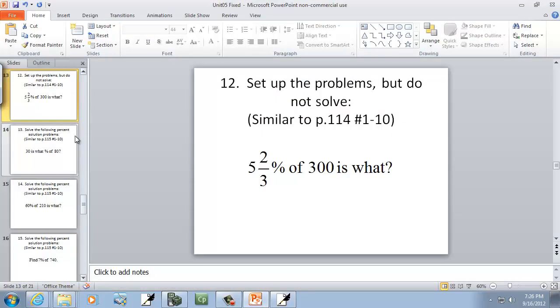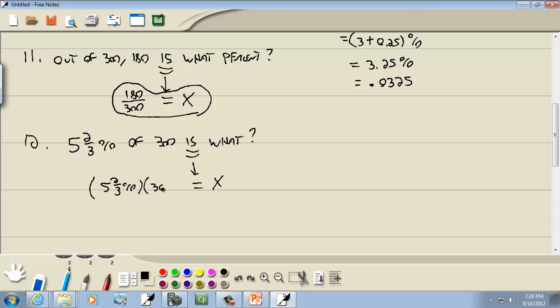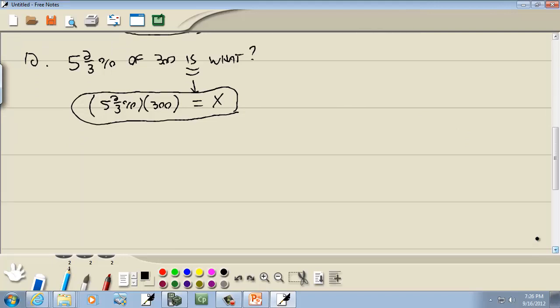This one, we got 5 2/3% of 300 is what? Well, the is where your equals goes. That's equals. What is your x? And here we got 5 2/3%. Of is a times, so we're multiplying times 300. And that'd be our setup. Again, we'd have to convert the 5 2/3% to decimal first.